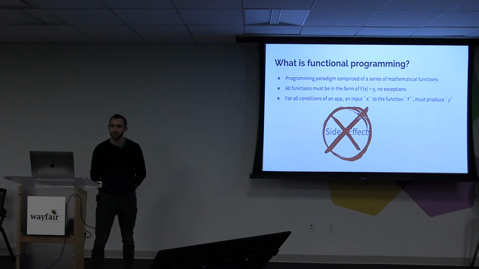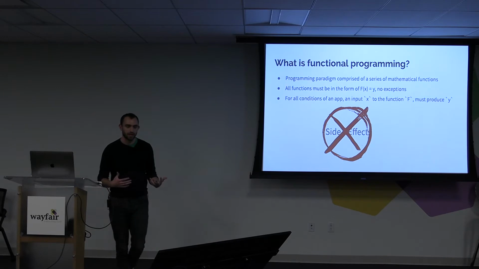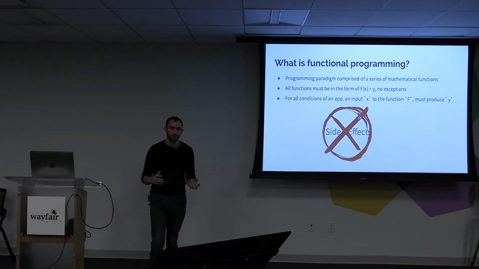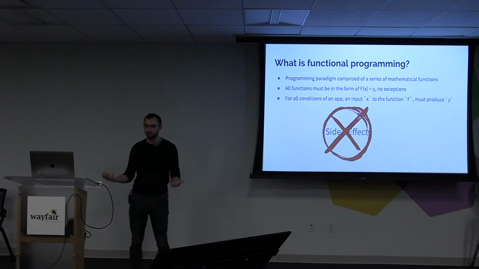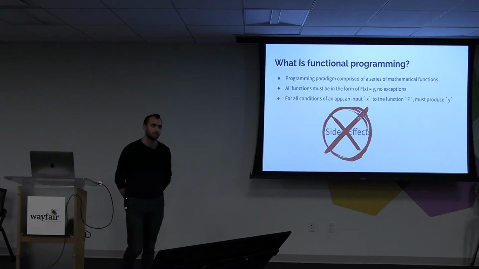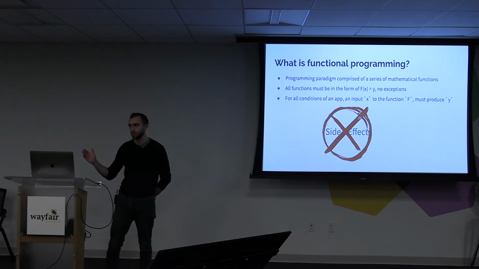So let's take a step back. What exactly is functional programming? Well, functional programming is just a paradigm that is comprised of a series of mathematical functions. So all these functions must be in the form of f of x equals y. No exceptions. This is just a math formula, right? But this is really important for a programming app because it means that for all conditions of your app, or all conditions of your system, an input x to whatever function must always produce the same y.